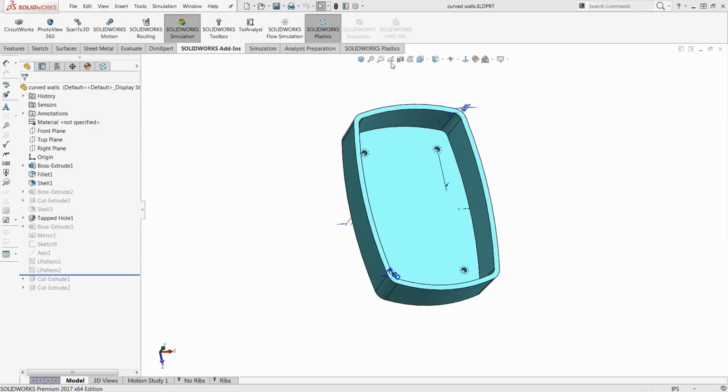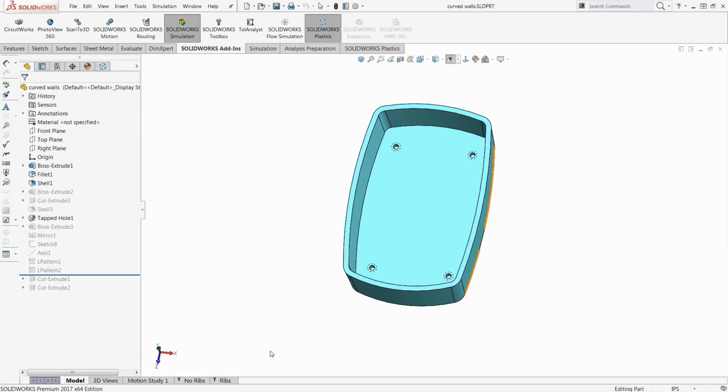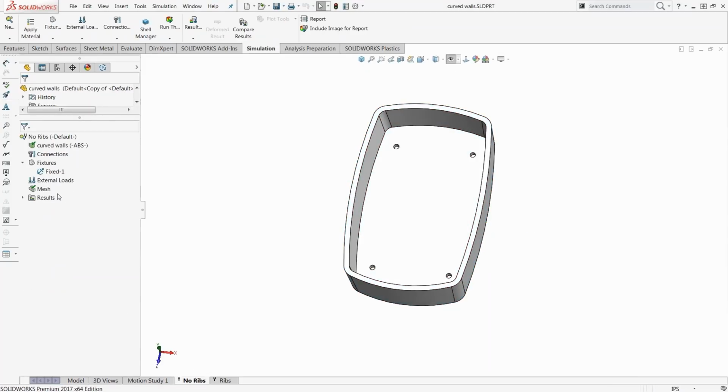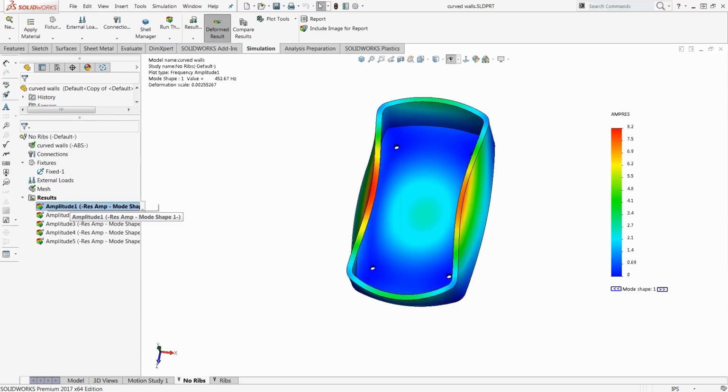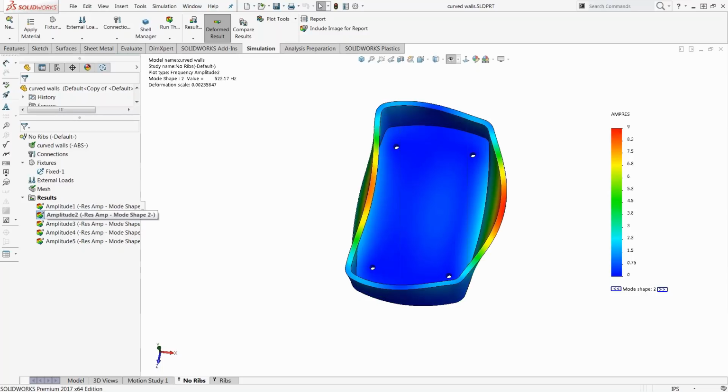So in this case, we have a simple box, and let's look at an example of the stiffness through the frequency analysis that we can perform. I'm going to look at the first mode of vibration, which in this case, given the fixture points, is 450 Hertz, which is the first natural frequency. If I look at the second one, it is 523 Hertz.